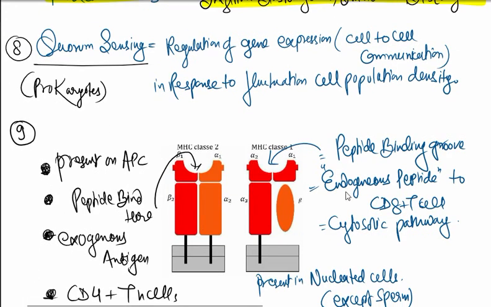Next point, this is quorum sensing. It is the regulation of gene expression in prokaryotes. This is cell to cell communication in response to fluctuation of cell population density. So what the genes will do when the cell population is changing, that is quorum sensing in prokaryotes.